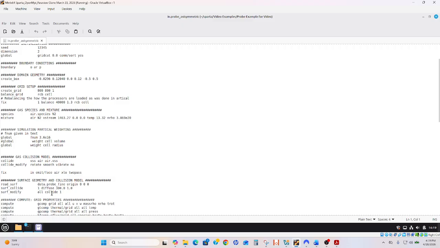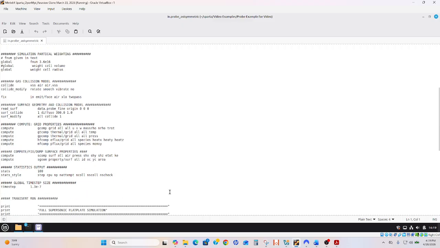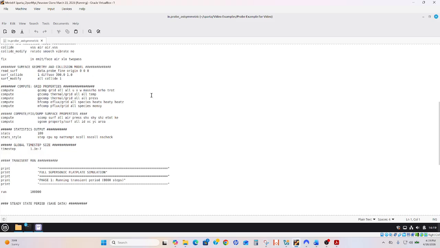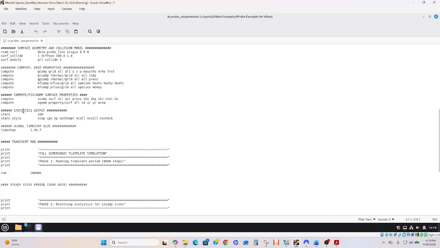Then I just surf modified all collide 1, so that means all my collisions are going to be based upon this information. All right, next, this is the same grid property computation that I did in the previous example. So if you have some questions, go back and look at that. I don't really think it's needed to go back over it all again. Next, we have the statistical output. That's the same as it was.